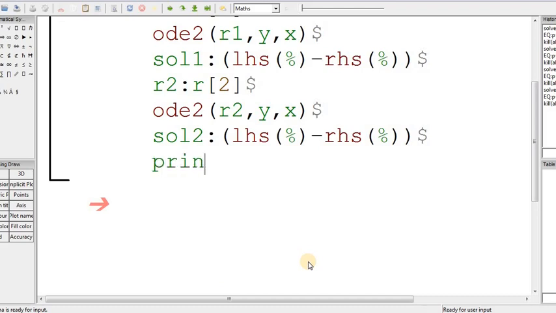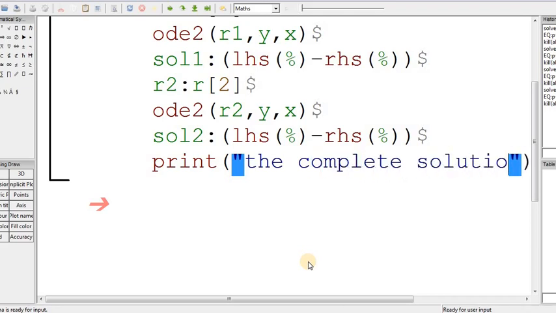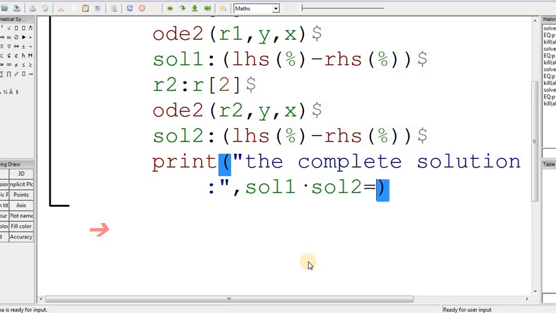Now I will type the complete solution. I will write print, in inverted commas, the complete solution equals. I can take anything, or I can write complete solution colon. What is the complete solution? Just write solution 1 into solution 2 equals 0. Make it like this, and here you can write this symbol. Now the complete program is over.